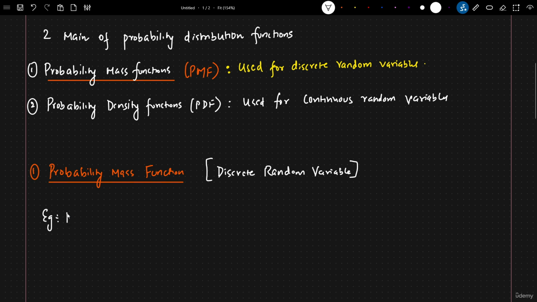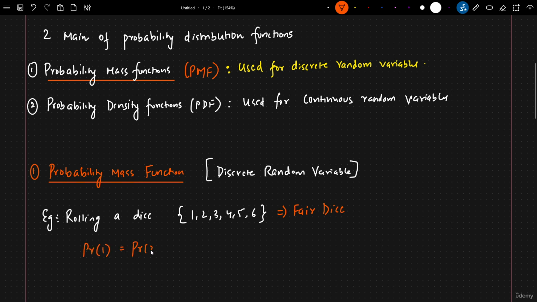Let's take a basic example, rolling a dice. When I roll a dice, how many different outcomes do I have? 1, 2, 3, 4, 5, 6. And this is a fair dice. That basically means the probability of getting 1 is equal to the probability of getting 2, is equal to the probability of getting 3, 4, 5, and 6.